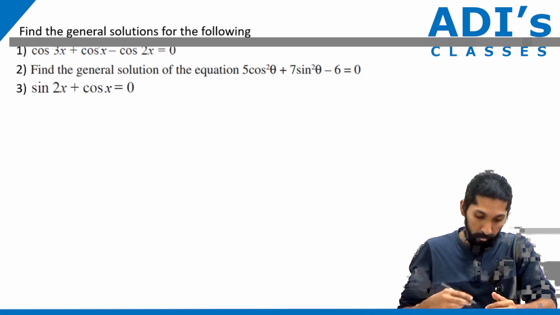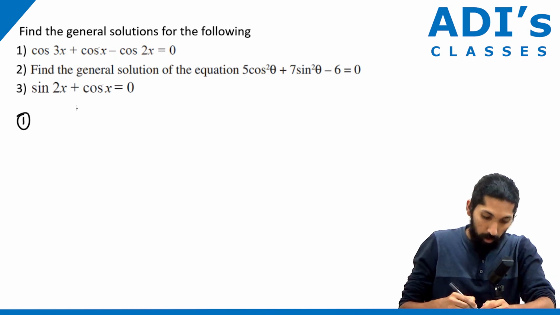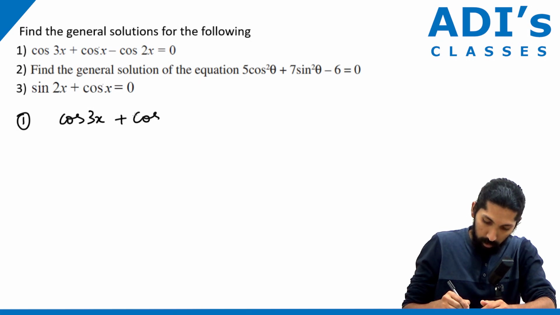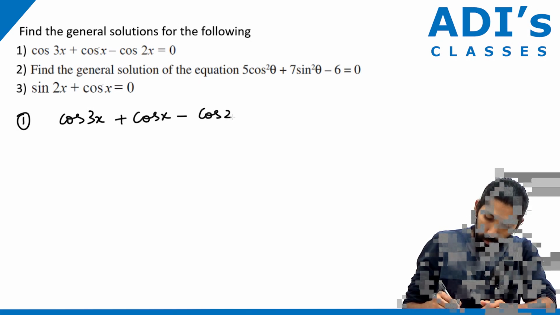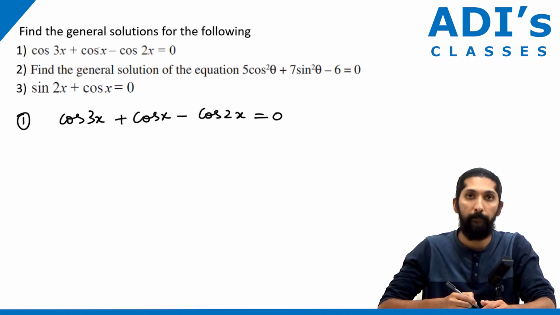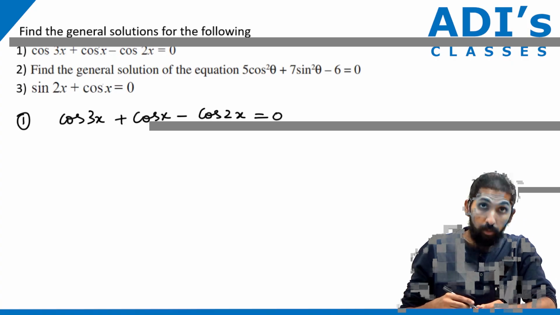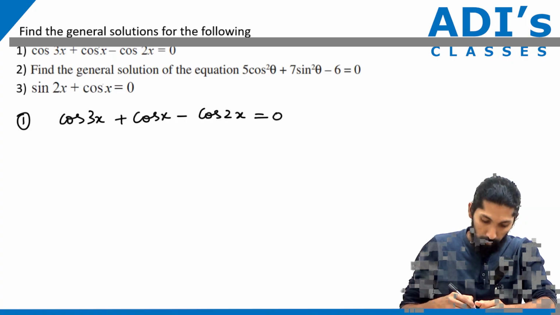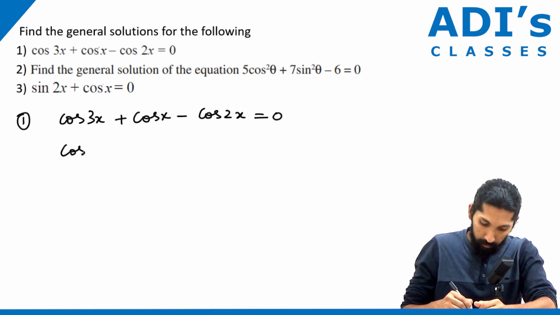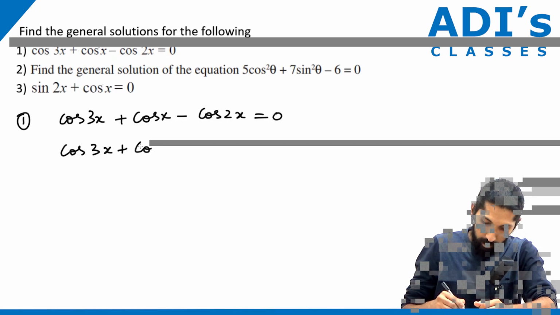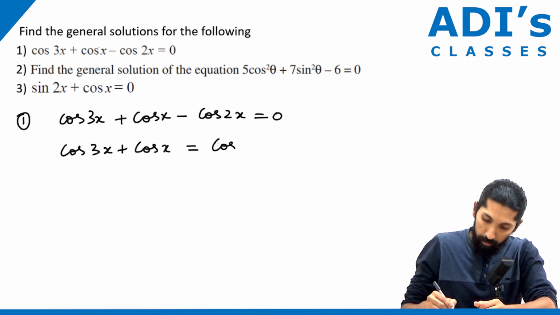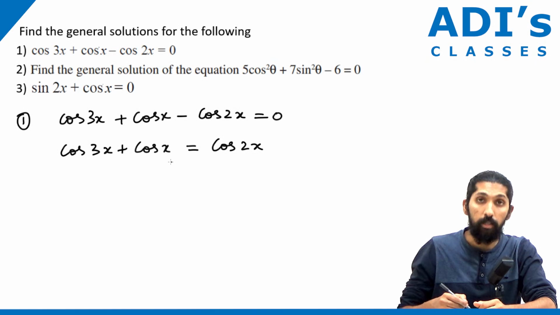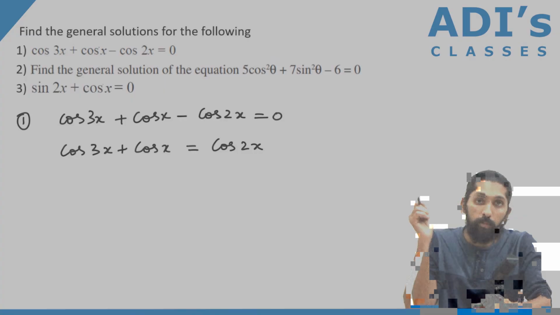Now, one way of doing this one: you have cos 3x plus cos x minus cos 2x is equal to 0. So what we can do is take the cos 2x to the RHS. In the sense, we have cos 3x plus cos x is equal to cos 2x. Fair enough? Now, cos 3x plus cos x, don't you think this is the transformation formula?